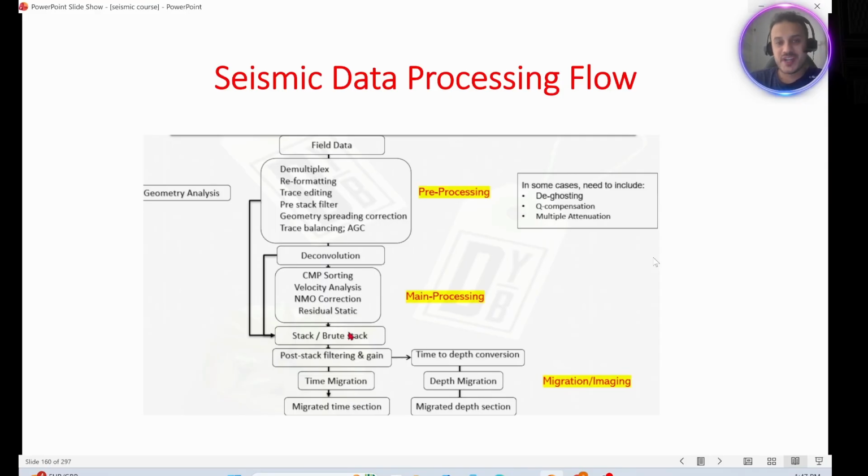Hello and welcome to the Seismic Data Processing course. Today we have the main processing, the common midpoint sorting, and velocity analysis.